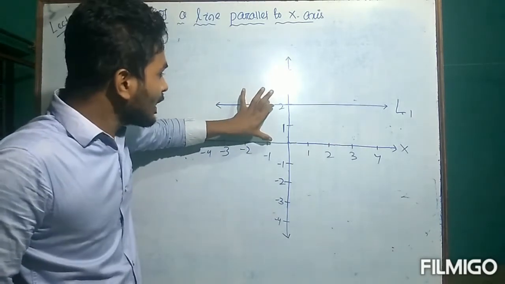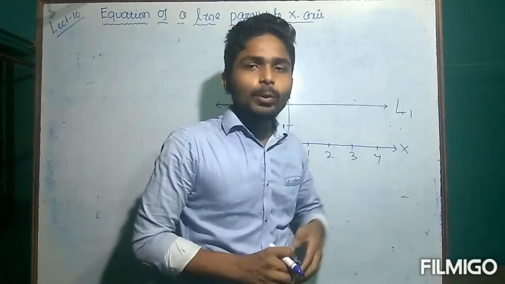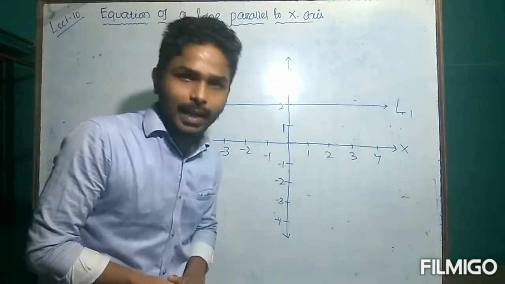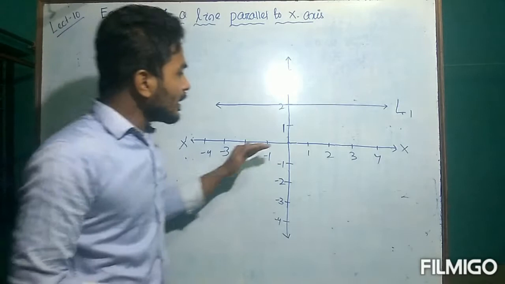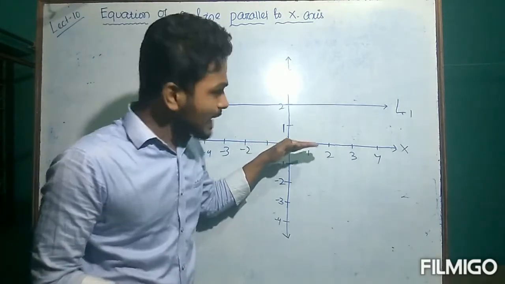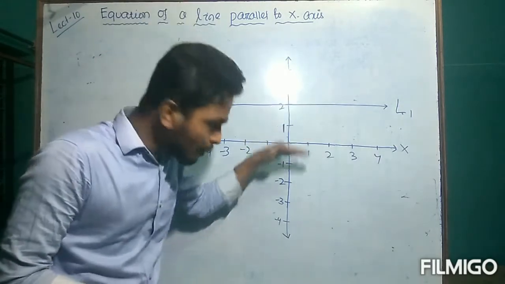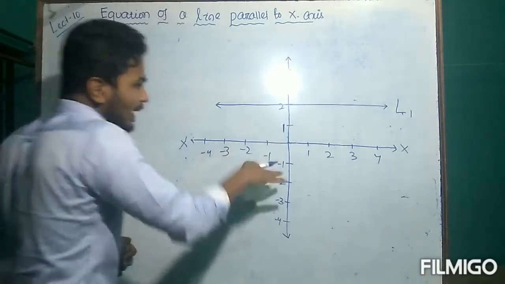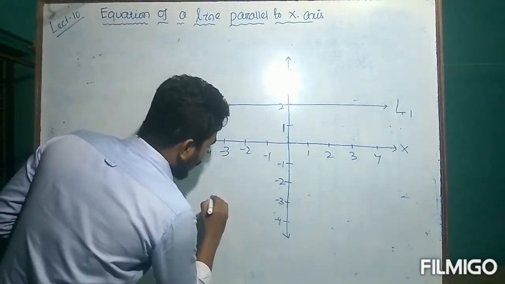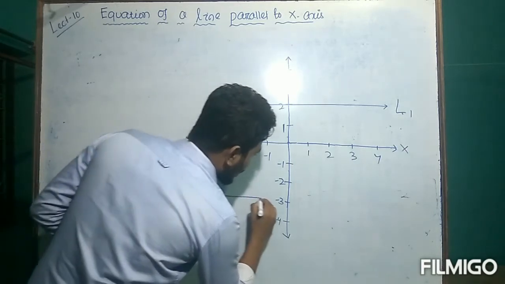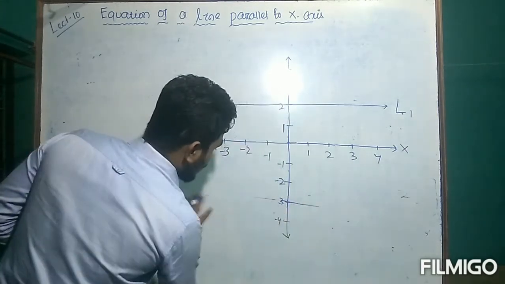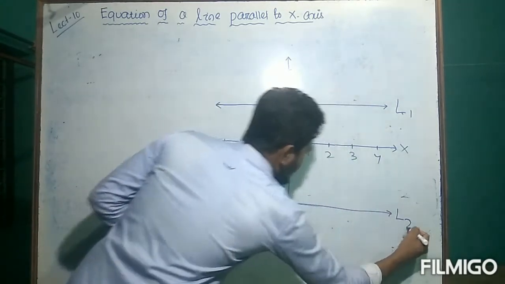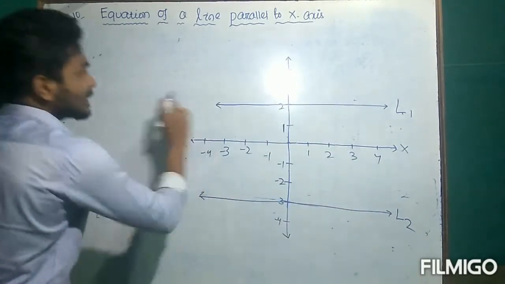Parallel line means what? The distance between two lines will always remain the same or fixed. Then the two lines are known as parallel lines. Here we not only draw the parallel lines above the x-axis but also below the x-axis. So let us draw another parallel line below the x-axis. Suppose I am drawing a parallel line here. Suppose the name of this line is L2, right?